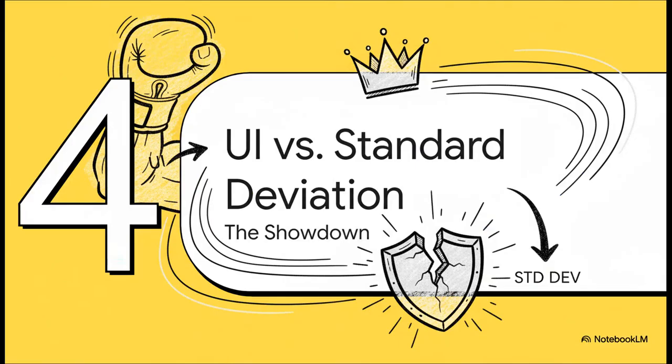All right, time for the main event. In this corner, the old champion of risk metrics, standard deviation. And in this corner, the challenger, the Ulcer Index. Let's put them side by side and see why one is a much better tool for measuring the kind of risk that actually keeps you up at night.